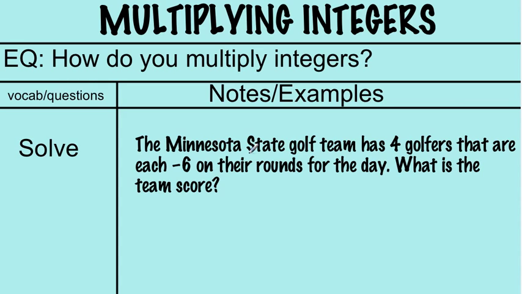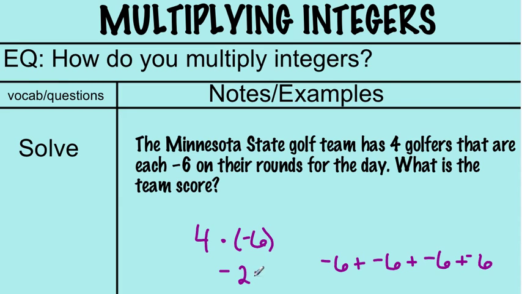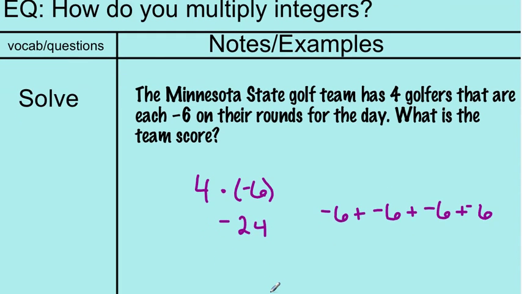The Minnesota State golf team has 4 golfers that each have negative 6 on their rounds for the day. What is their team score? So a few things. They're under the score that they need to have, and there were 4 golfers who did that. So if I was to represent this as a multiplication problem, it would be 4 golfers times a score of negative 6. Negative 6 happening 4 times. If I totaled all of their scores up, I'm going to say, okay, 6 times 4 is 24, but it's under, so it's negative 24.